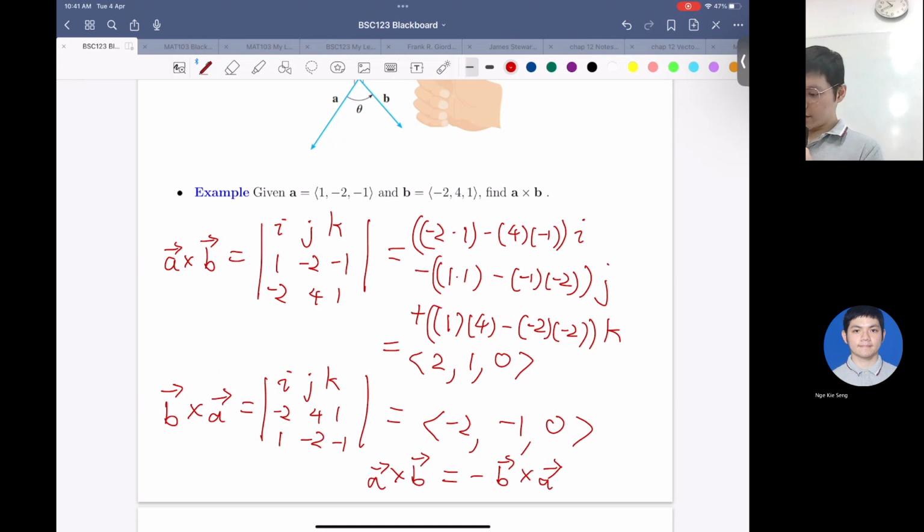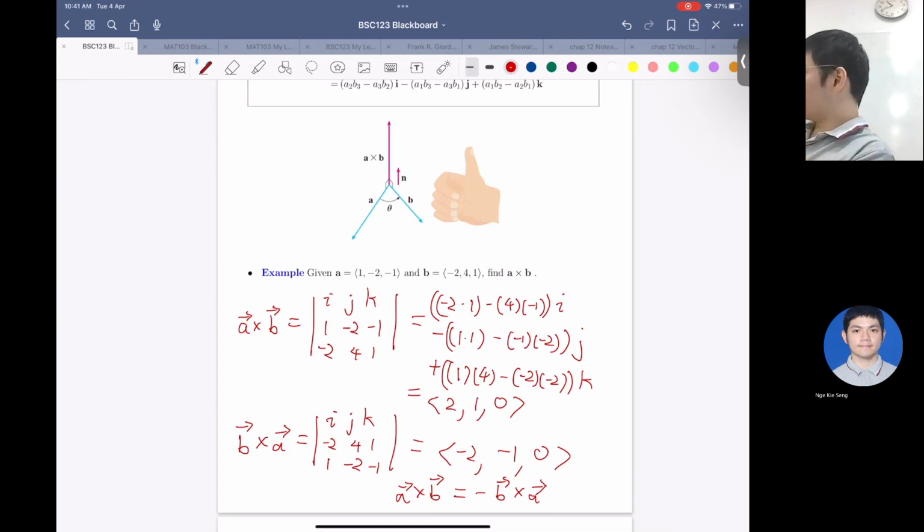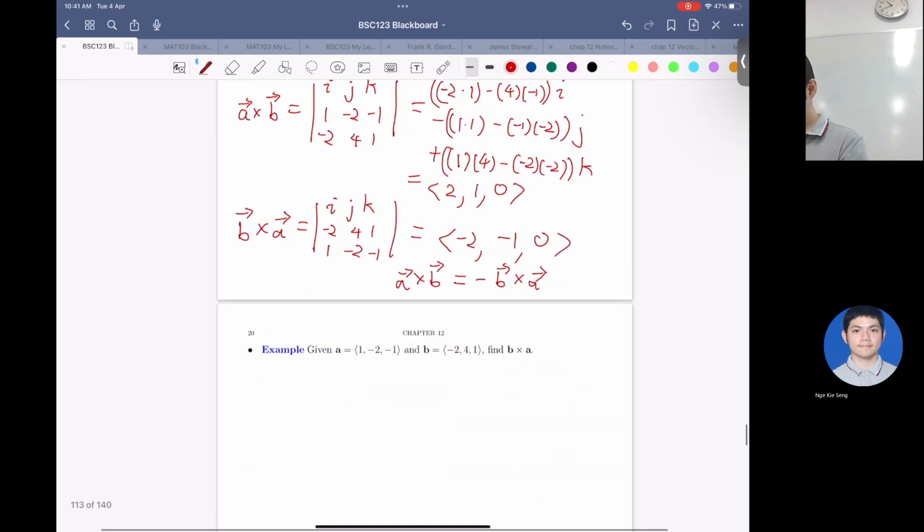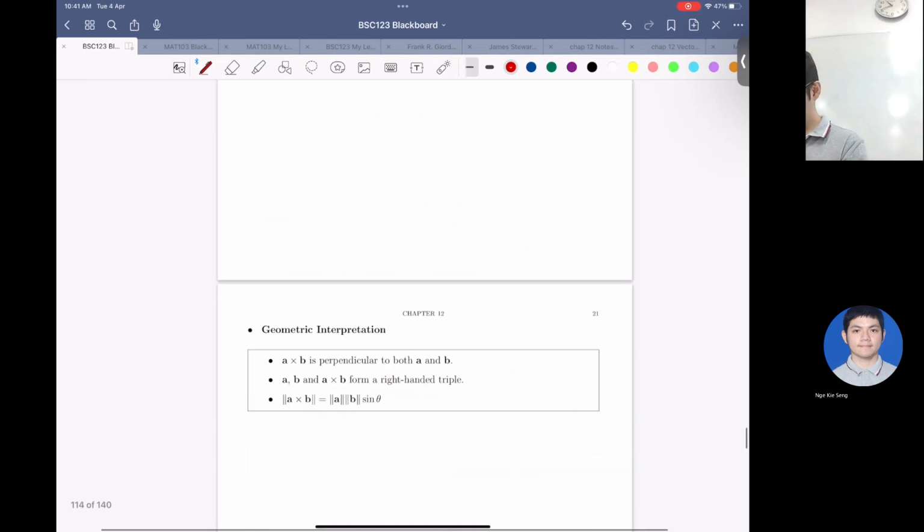So how do you think about it? Cross product follows the right hand grip rule. So A cross B, you get a vector upwards. If you take B cross A, you get a vector downward. Okay, so it's an up-down relation. Okay, the rest you do as exercise.